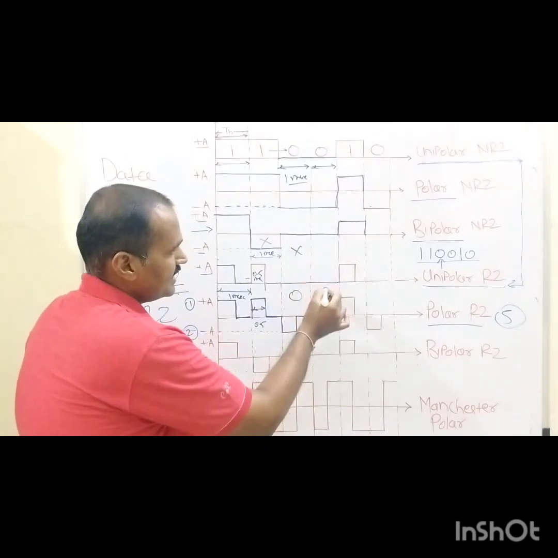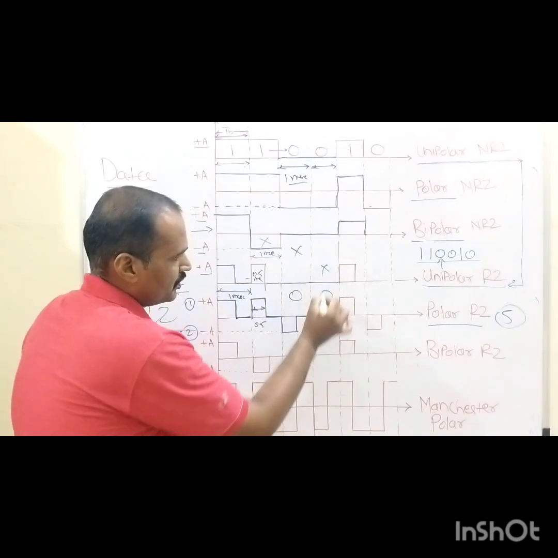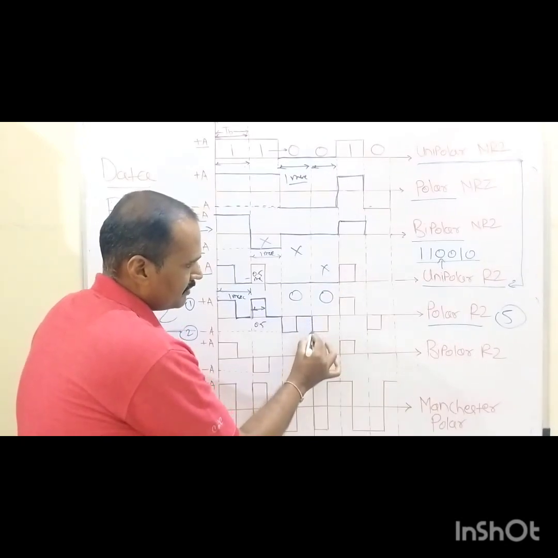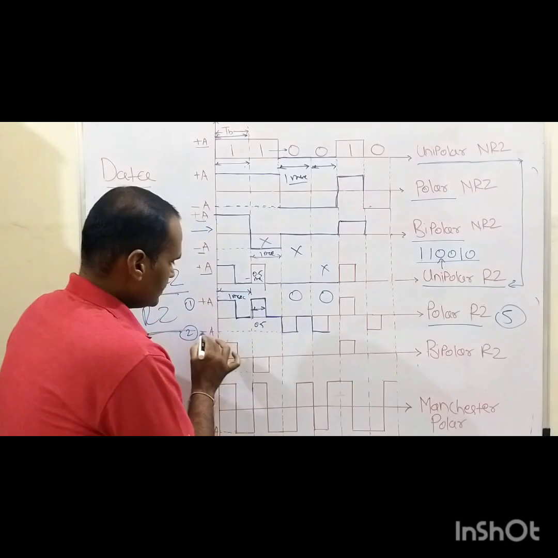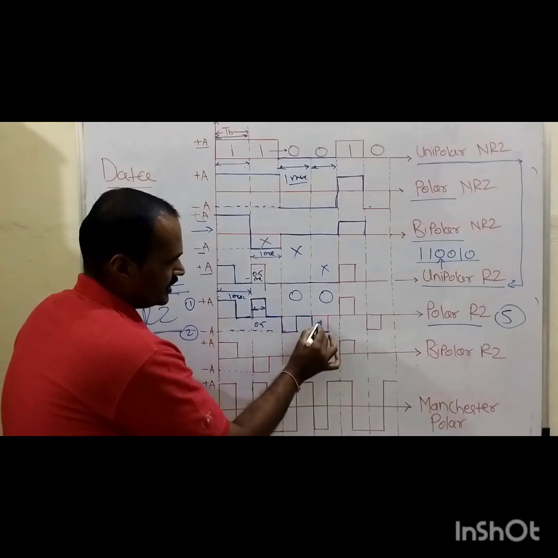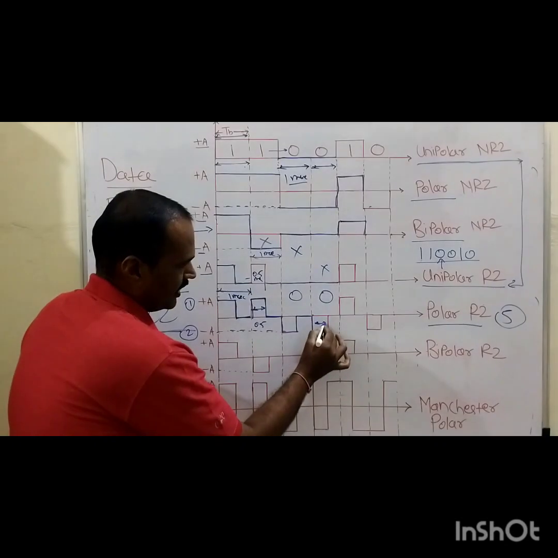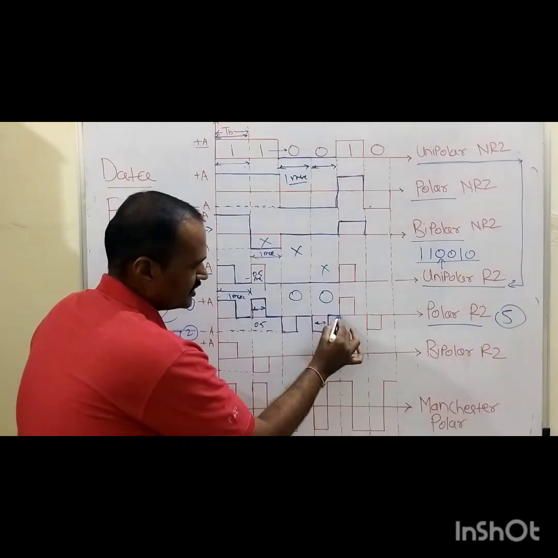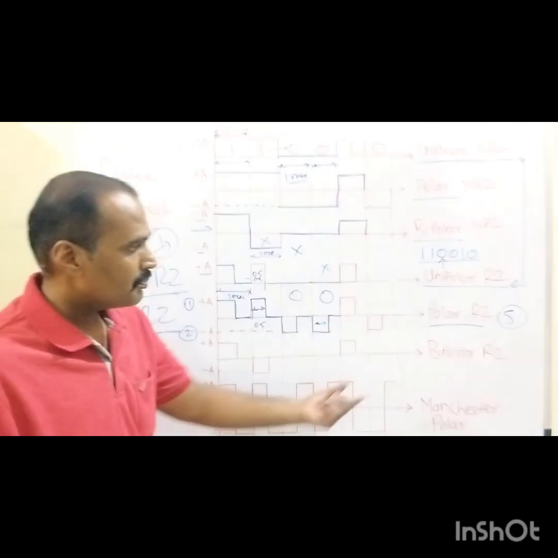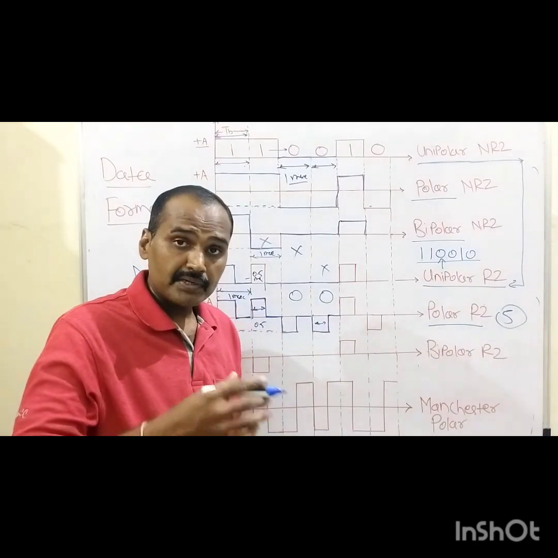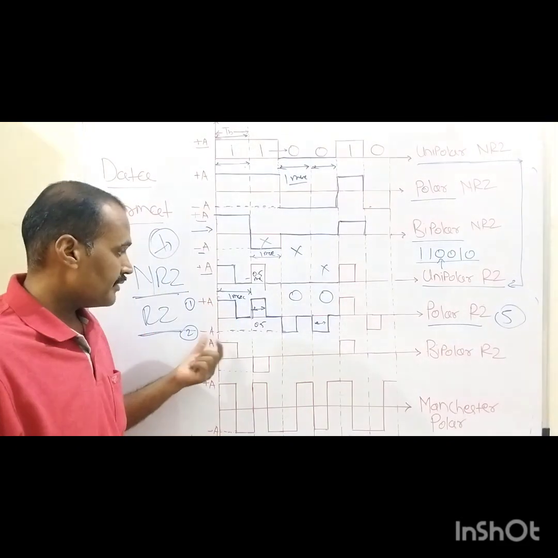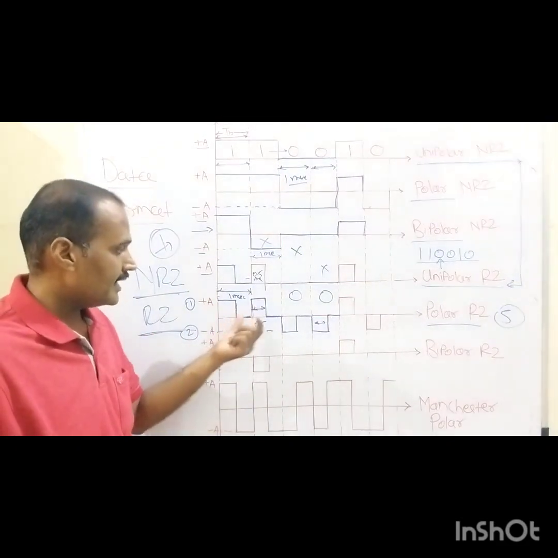Similarly, the next bit is nothing but what here? Again it is 0, right? So this 0 is being represented by assigning this minus A volt for this half bit duration, right? For the remaining half bit duration, 0 volt is being assigned, right? So polar in the sense, this plus A volt as well as minus A volt is being assigned to represent binary 1 and binary 0.